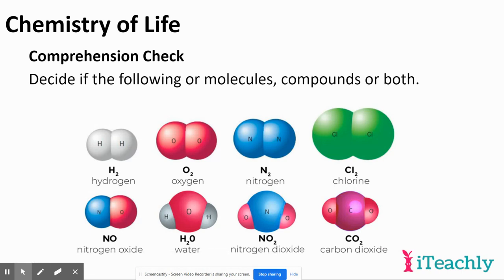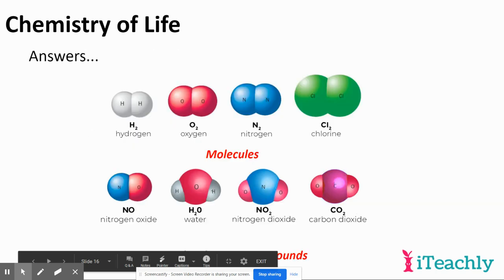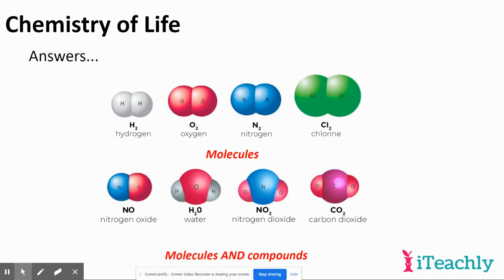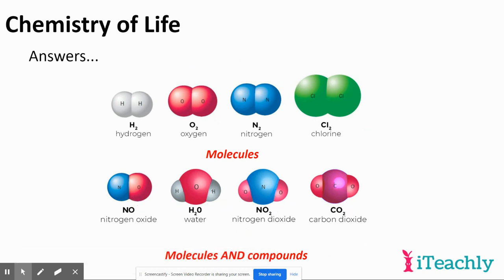So this is deciding if they're molecules or compounds. These all have one element in them, so these would all be molecules. And these are also molecules, but these have different elements: this has nitrogen and oxygen, this has hydrogen and oxygen, this is nitrogen and oxygen, this is carbon and oxygen. So these are also considered to be compounds. They're all molecules, but these are considered compounds because they have two different elements in them.